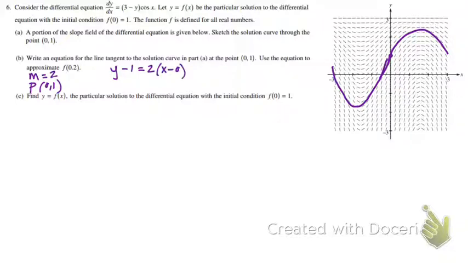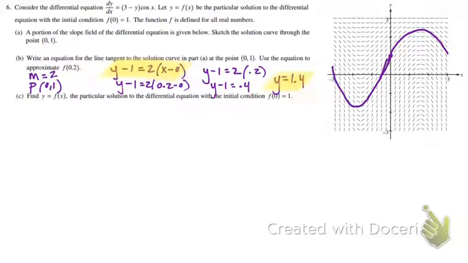And then they want us to use that equation of the tangent line to approximate f of 0.2. So if I plug in 0.2 to this function, y minus 1 equals 2 times (0.2 minus 0), which is y minus 1 equals 2 times 0.2. Y minus 1 equals 0.4. And if we add 1, we get y equals 1 plus 0.4, which is 1.4. All right, so the approximate value of f of 0.2 on the graph is 1.4.